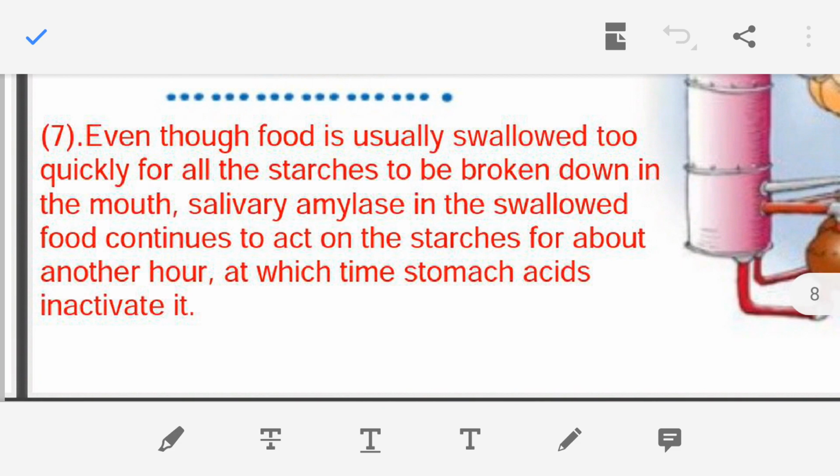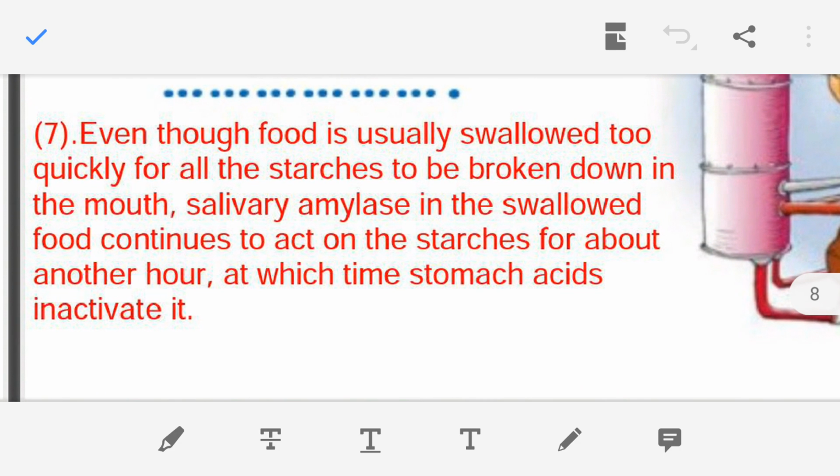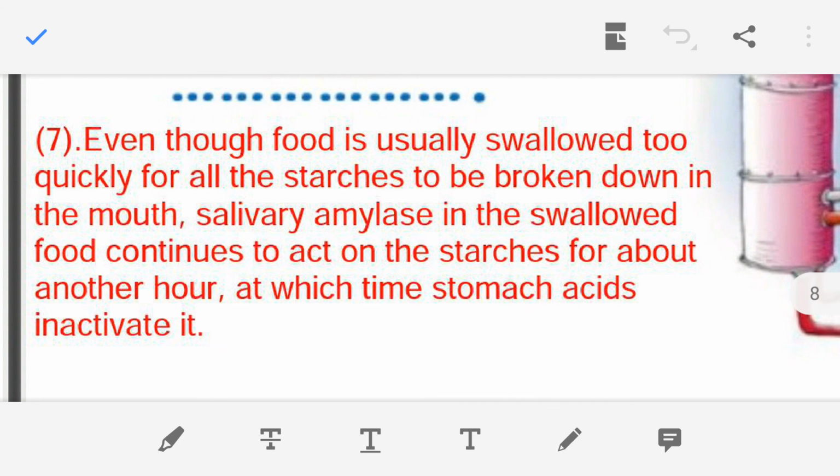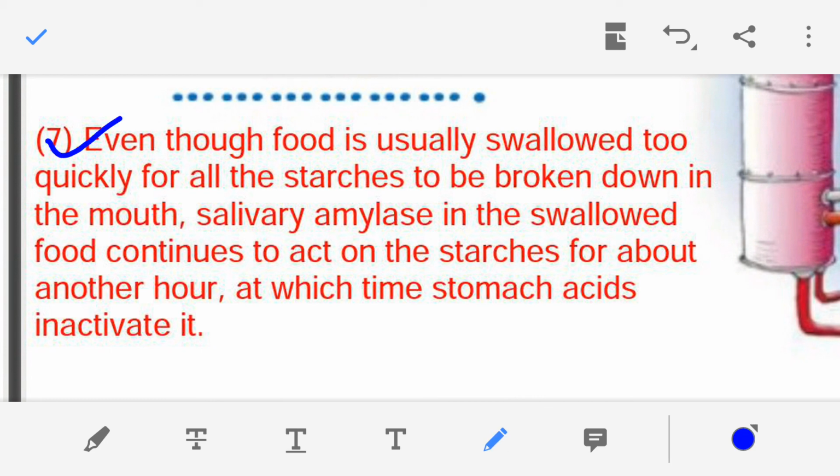Okay, now the seventh point. See, our parents many a time tell us that you remain quiet while you eat, and at the same time they tell us to eat slowly. The reason is when we prolong our chewing process, more and more saliva mixes and this saliva digests the starch.